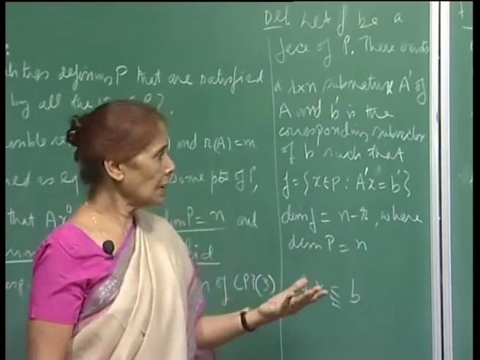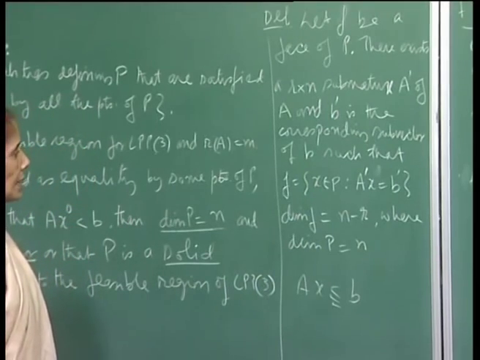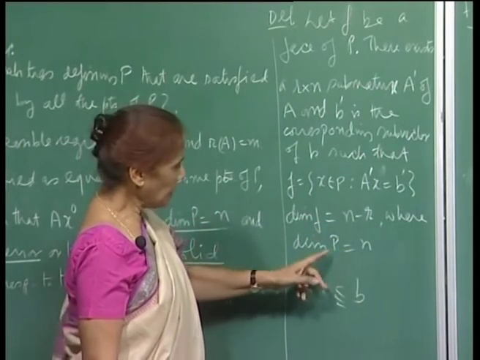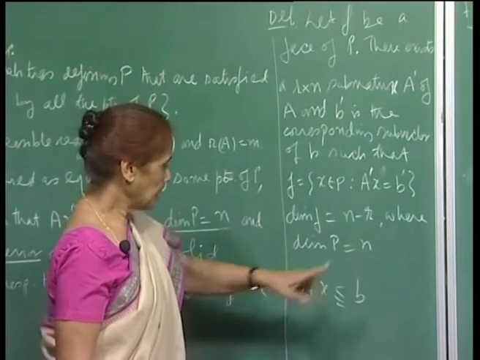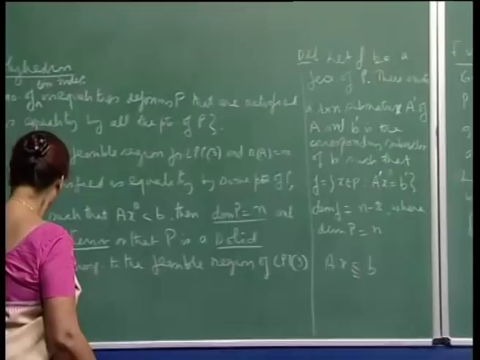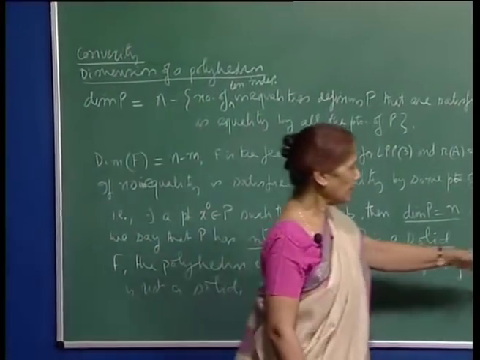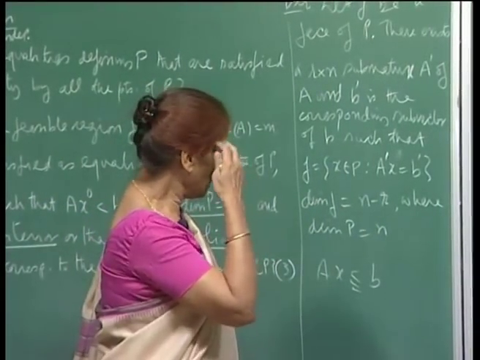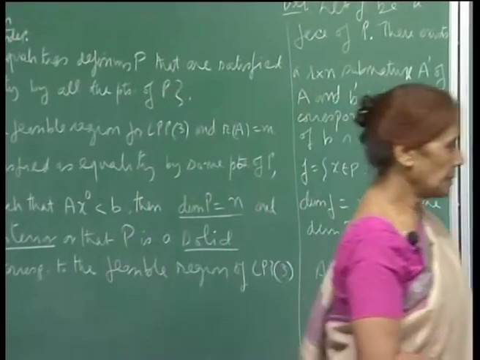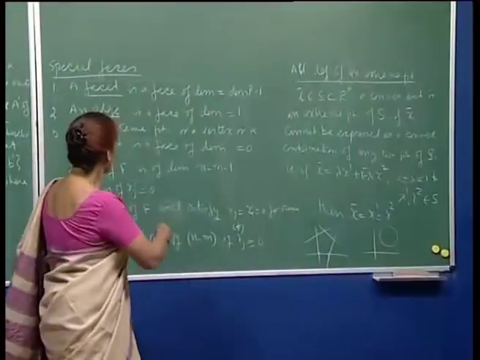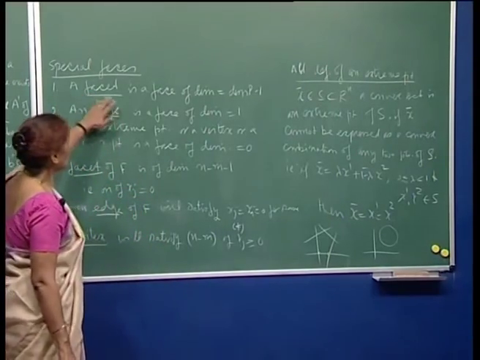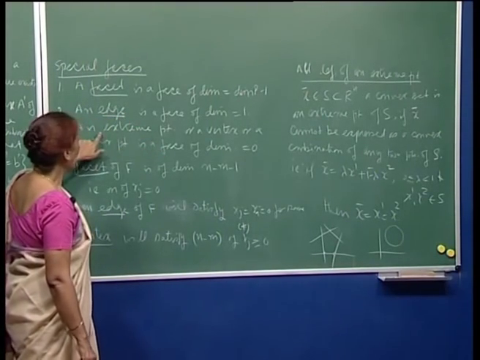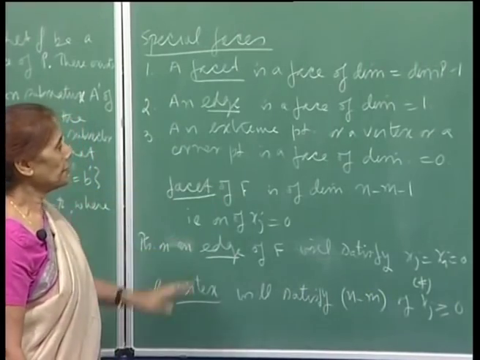So every face will satisfy some inequalities as equalities, and in that case the dimension of F is said to be n minus R, where the dimension of P is n. So when we define faces of F, we will have to write n minus m in place of n, assuming the rank of A is m. Now let's quickly give the definitions of some particular faces. The special kind of face that I was mentioning is a facet, which has dimension 1 less than the dimension of the polyhedron. An edge is a face of dimension 1, and an extreme point or a vertex or a corner point is a face of dimension 0.